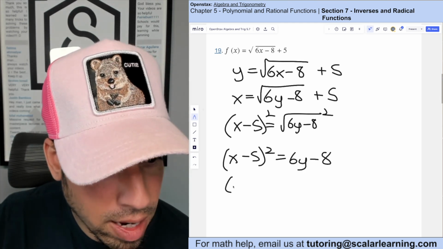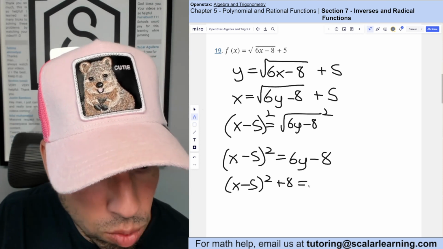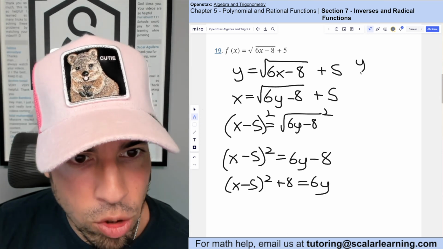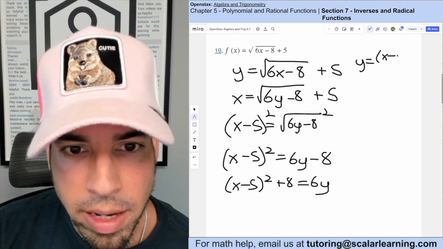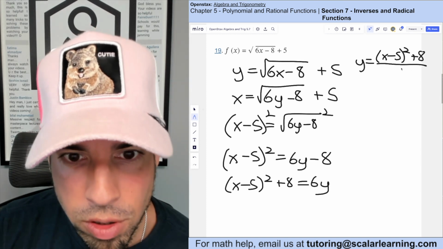Then we're going to add 8 to both sides. X minus 5 squared plus 8 equals 6y. Last but not least, we're going to divide both sides by 6. Make sure we have enough room here. Y equals x minus 5 squared plus 8 all over 6.